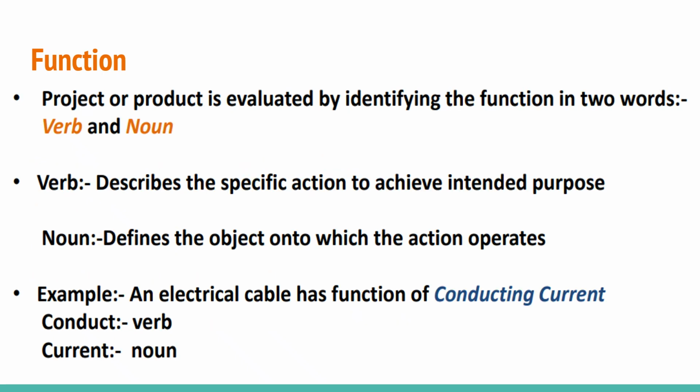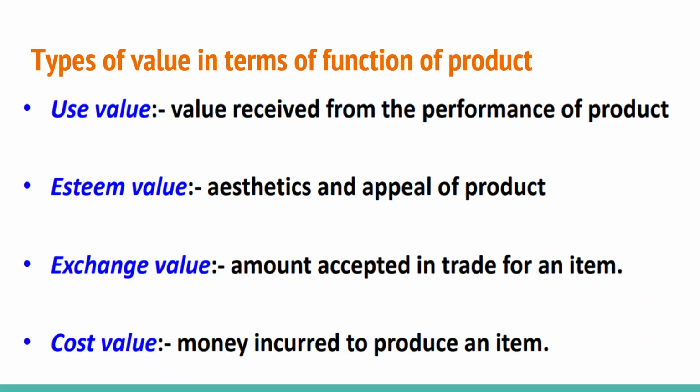In function analysis, a project or product is evaluated by identifying the function in two terms, verb and noun. The verb describes the specific action to achieve the intended purpose. The noun defines the object on which the action operates. Example: an electric cable has the function of conducting current. Conduct is the verb, current is the noun.